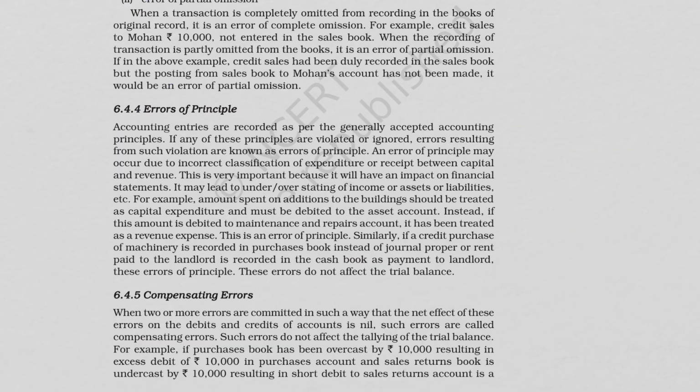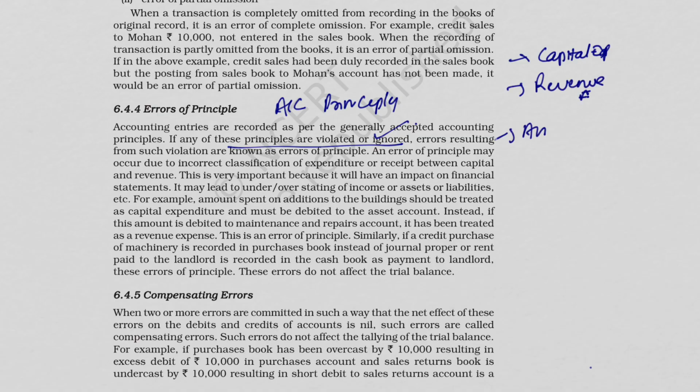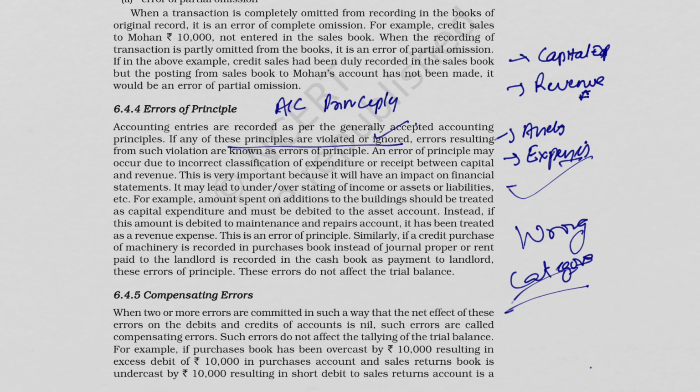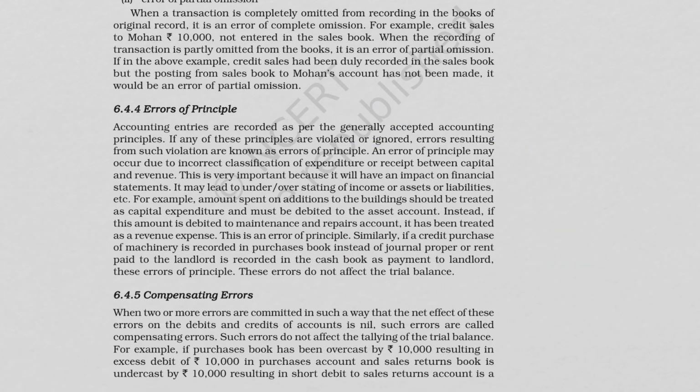In error of principle, basically these errors occur when the accounting principles are violated or ignored. In accounting, we classify the accounts into capital expenditure, revenue expenditure, assets, and expenses. So if the accountant records a transaction in the wrong category, it becomes an error of principle. Now let us see an example.